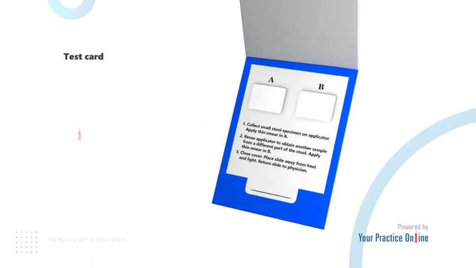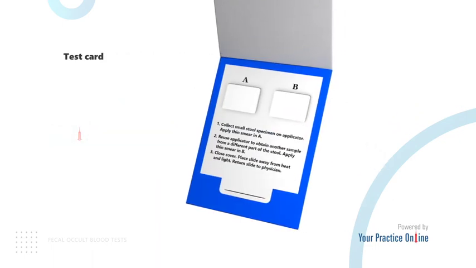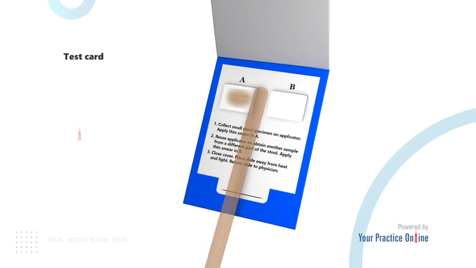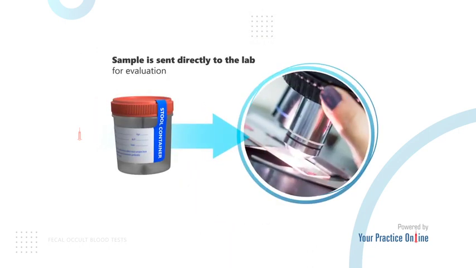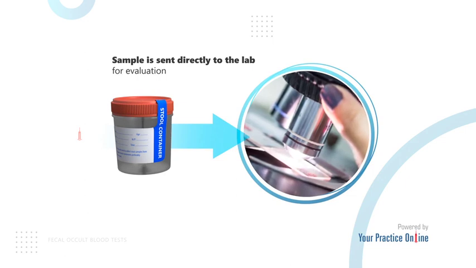The sample is evaluated by detecting color changes on a test card when the stool is smeared on it, or if the sample is sent directly to the lab for evaluation. The lab may examine the stool sample under a microscope or perform chemical tests.